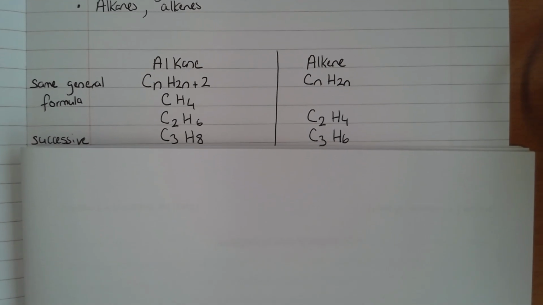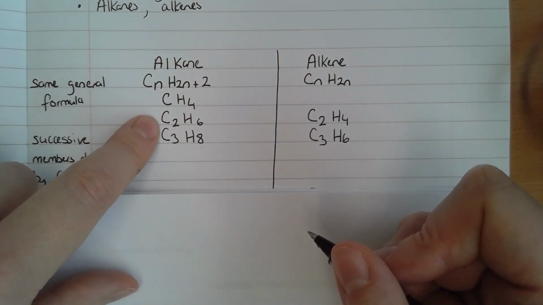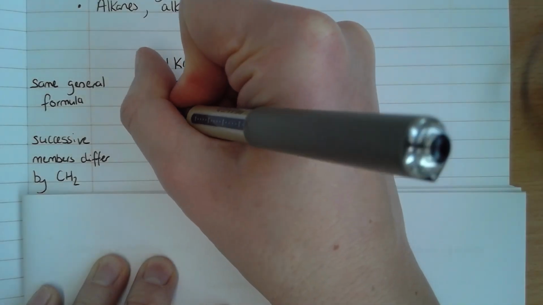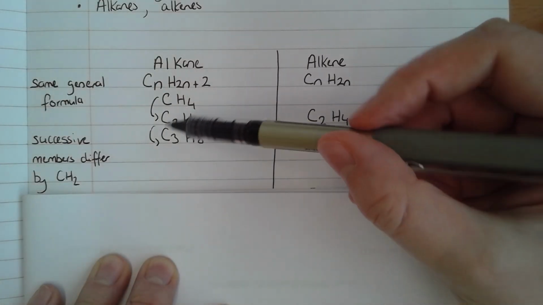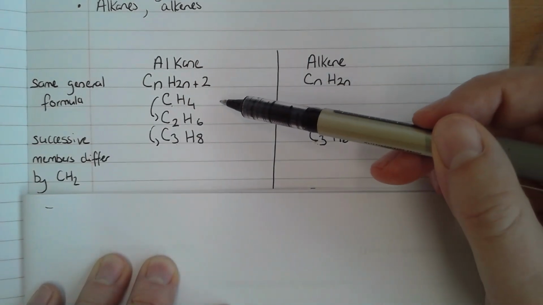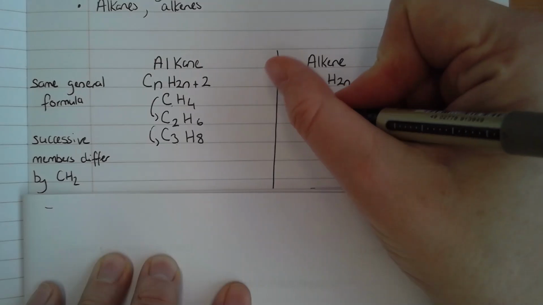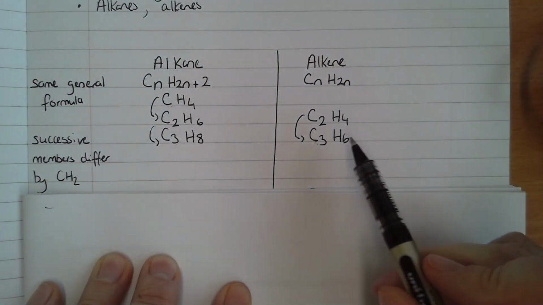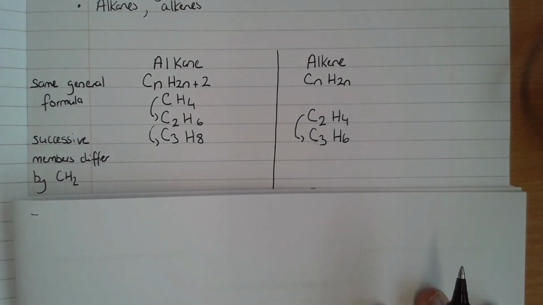The other thing I can say about members of the families is successive members differ by a CH2, and we can see that here. By successive member, I mean the next member in the family. So I'm going from C1 to C2 to C3, and as I go from one member to the next, all I'm doing is adding a CH2. I'm adding a carbon each time. I'm going from H4 to H6 to H8, so I'm adding 2 hydrogens. It's the same over here. As I go from one family member to the next, I'm adding 1 carbon, 2 hydrogens. And you can say that about all members of a homologous series.